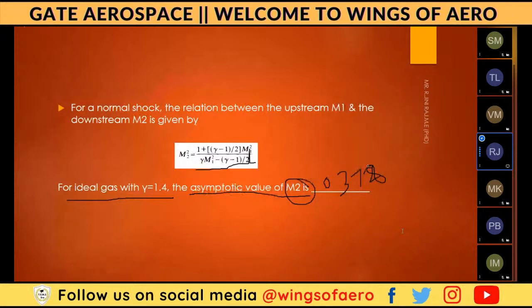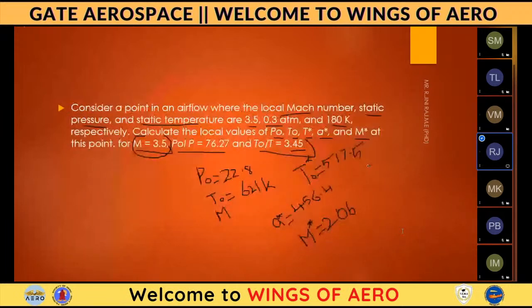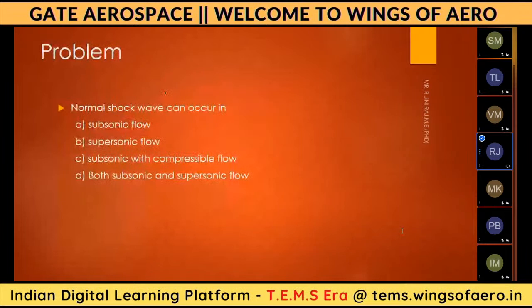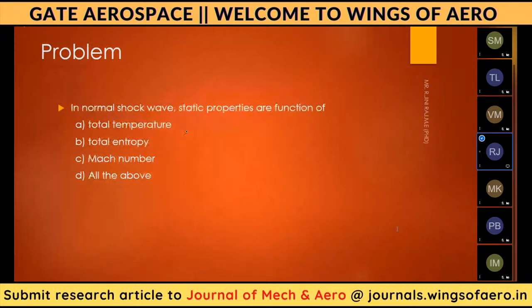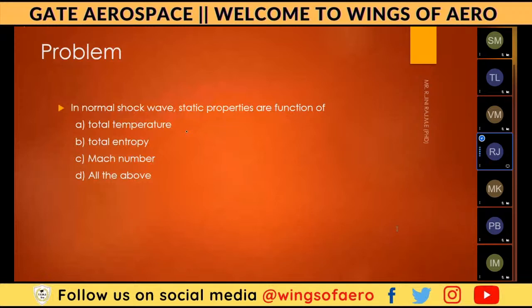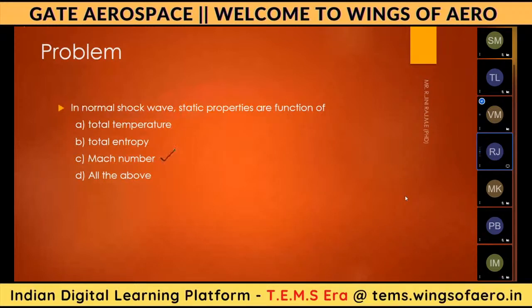Okay. Next problem, we have solved already. This is also solved. For this, you have told the answer that a normal shock wave can occur only in supersonic flows. The next: in a normal shock wave, the static properties are functions of what? Can anyone tell the answer? Mach number, sir. Option C, Mach number alone.